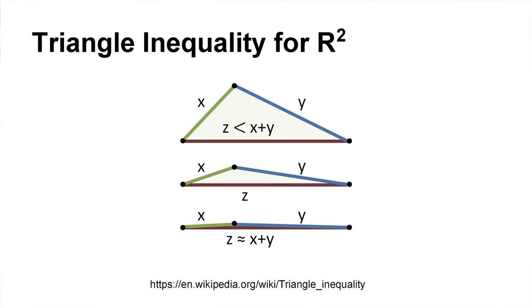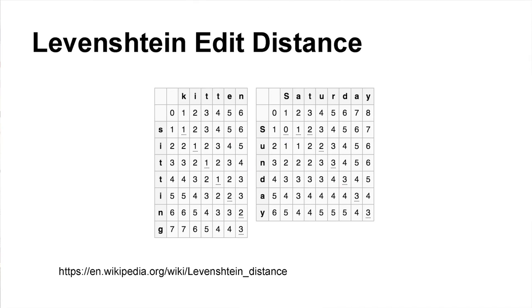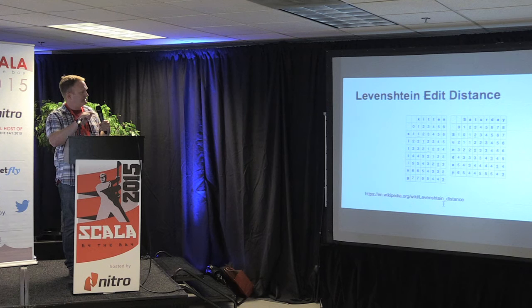And typically, the first example of a metric space we think of is points on the real plane. And this is, again, just from a Wikipedia illustration of the triangle inequality. But metric spaces exist for other kinds of types. An example is the Levenshtein edit distance, which is a string metric. Here are two examples: the distance between kitten and sitting, and the distance between Saturday and Sunday.